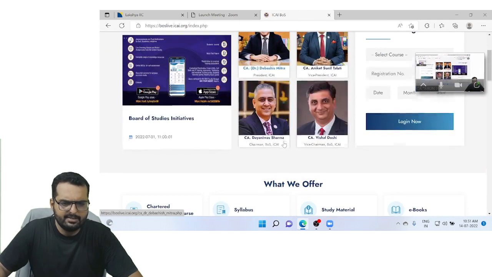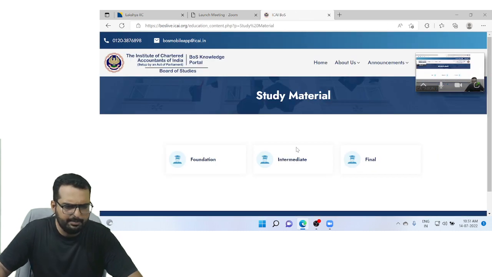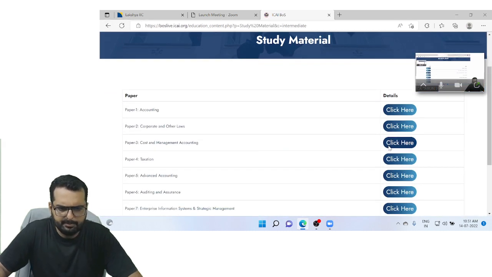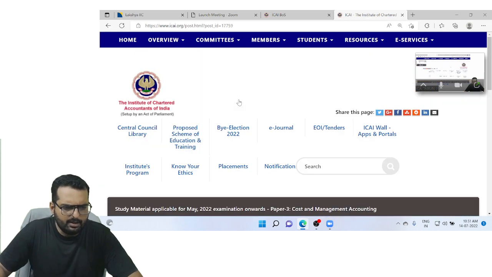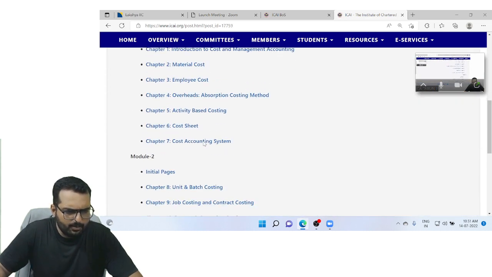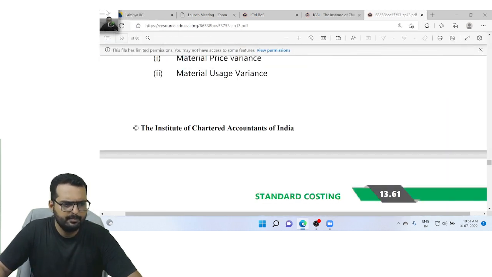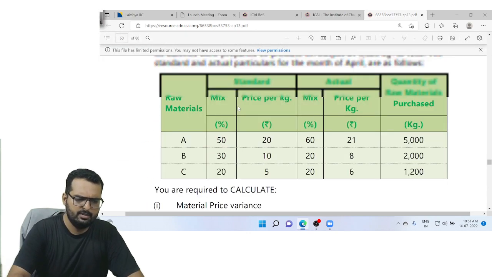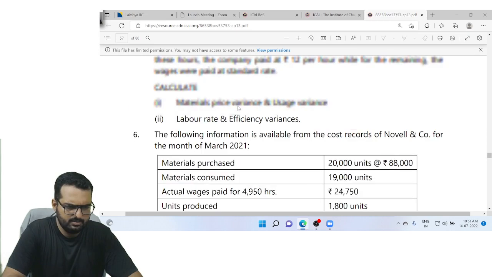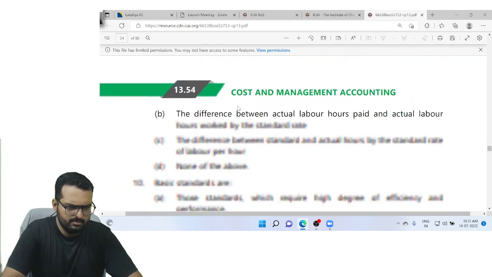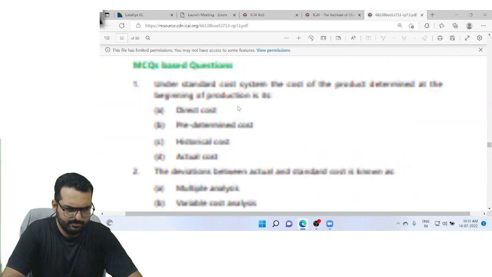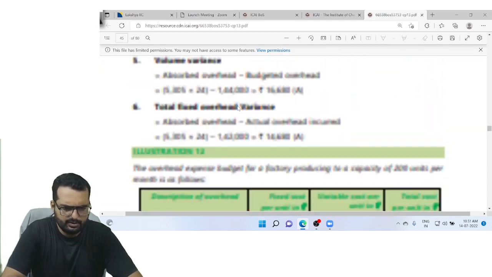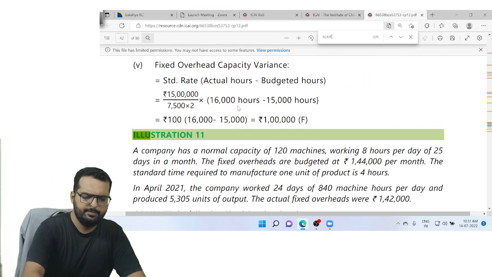All right. First, let's start with the problems of material and labor. Not final. We are at the intermediate level, right? Let's make our base strong on material variance and labor variance problems in standard costing. So, standard costing will start with the illustration.